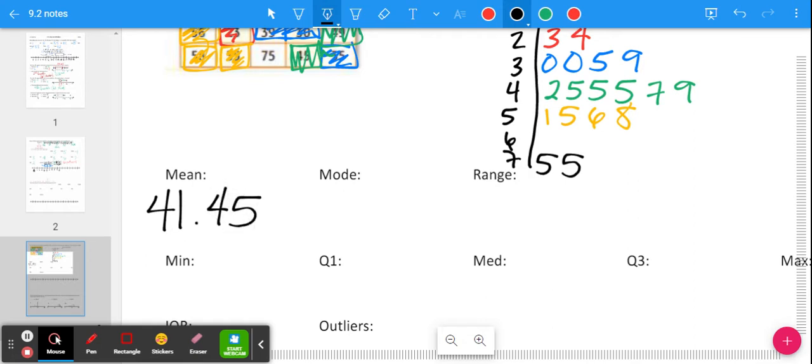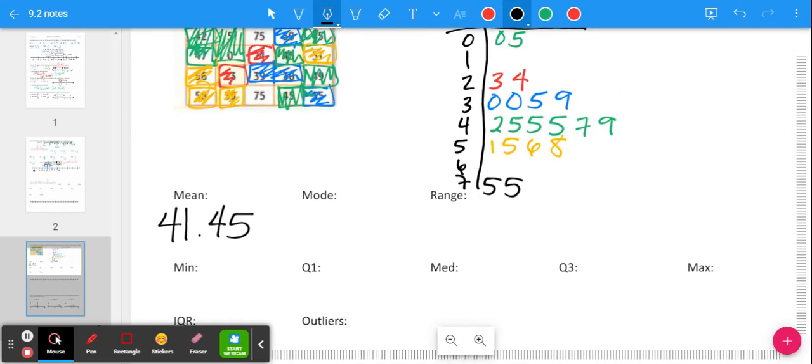41.45. Now looking at this, I see that in the 4s, there's three 5s, so that means my mode is 45. There's the most 45s. The range is from 75 to 0, so 75 minus 0 is 75. The minimum is 0.